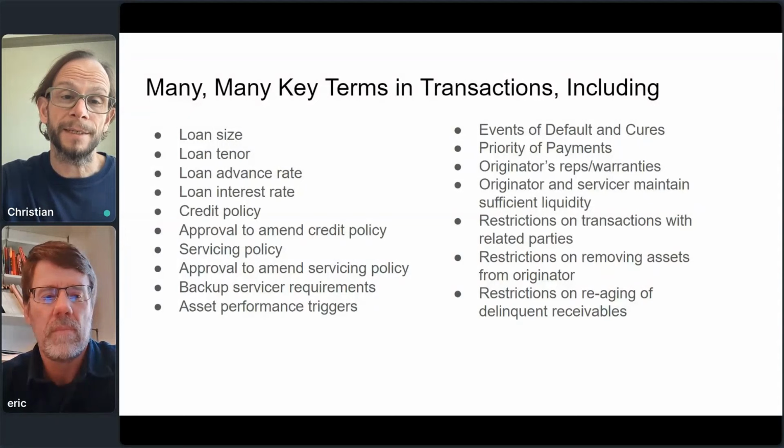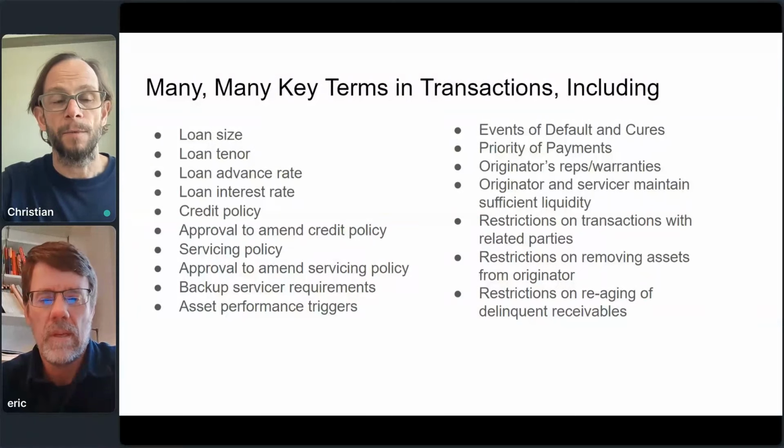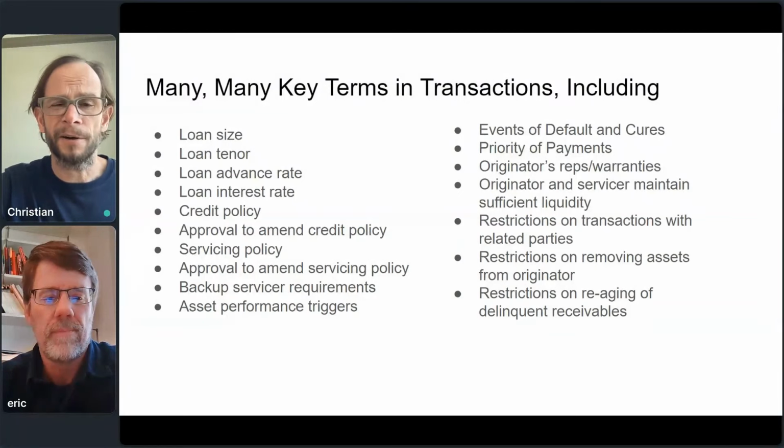Yeah. Which ones are missing? Which ones maybe should we have, given that the borrower is borrower X? What are the cure periods? Are there any cure periods? Are they too long? Priority of payments, reps and warranties. Are there reps and warranties that are missing? You'd be surprised in some of the agreements that we've seen that reps and warranties are missing.